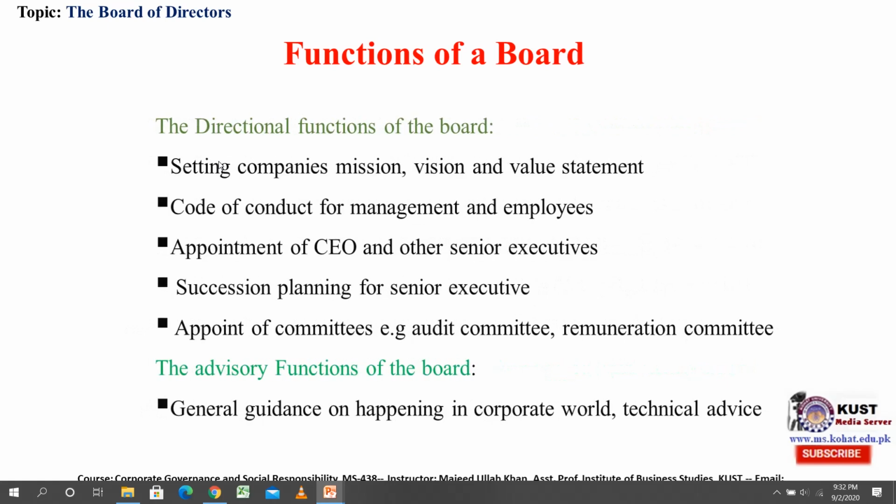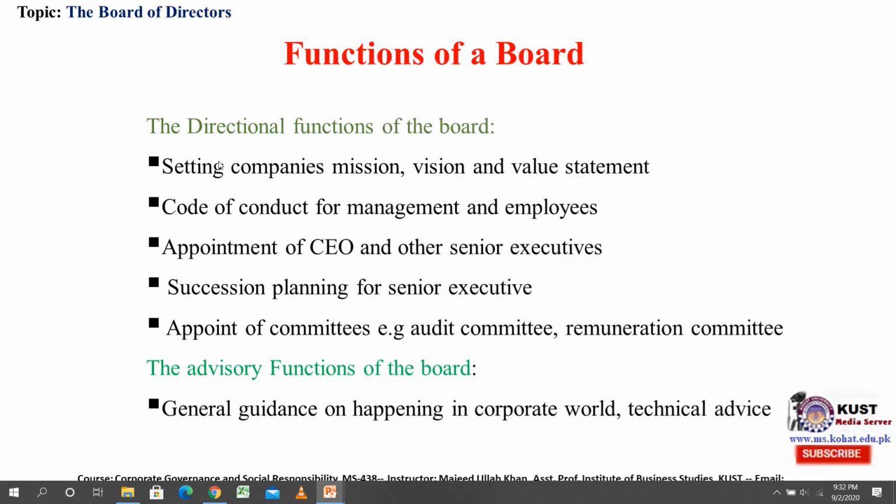The function of the board is basically the directional function of the company. The board is responsible to set the company's mission, vision, and value statement. The board also drafts a code of conduct for the management to operate its activities in an ethical way. The board also appoints the chief executive officer and other senior executives.